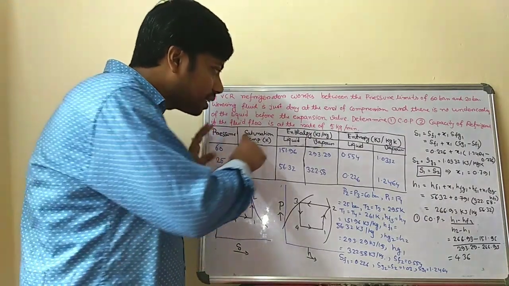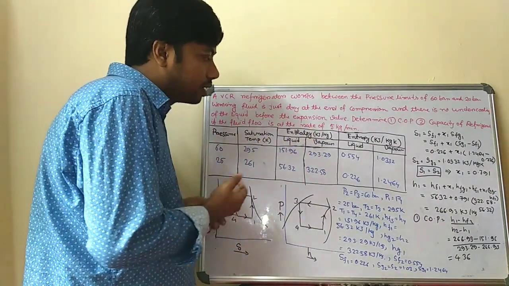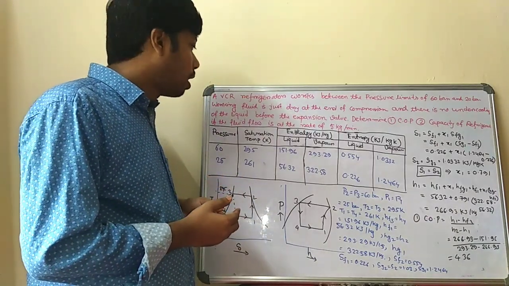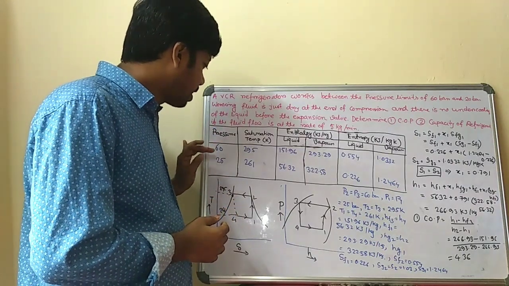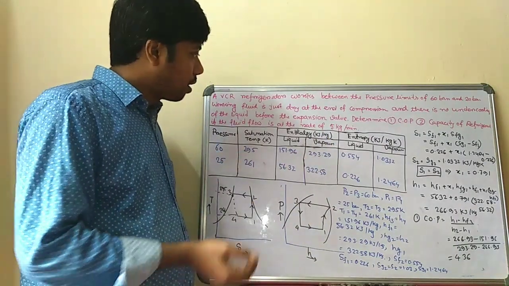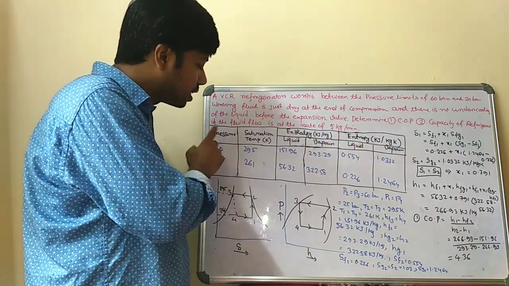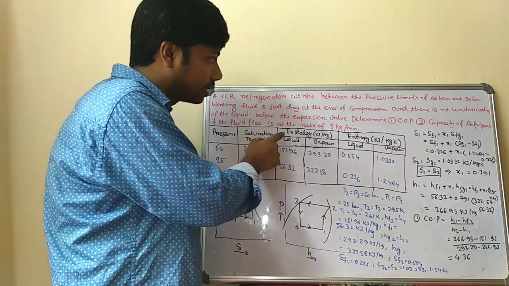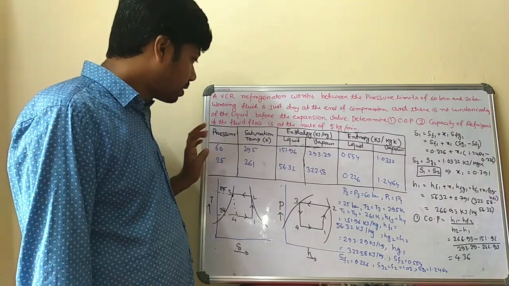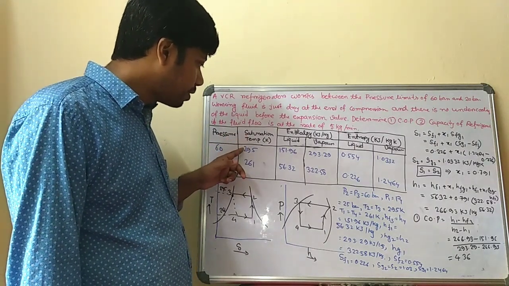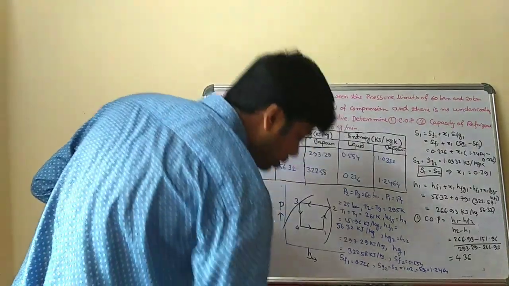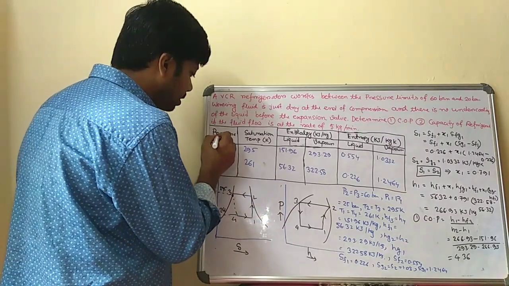Now, this table is given in your numerical, with the refrigerant properties for the corresponding pressure and temperature limits, that is enthalpy and entropy. The columns are pressure, saturation temperature, enthalpy, entropy. Pressure is 60 bar, 20 bar, and saturation temperature in Kelvin is 295 and 261. Pressure is in bar.